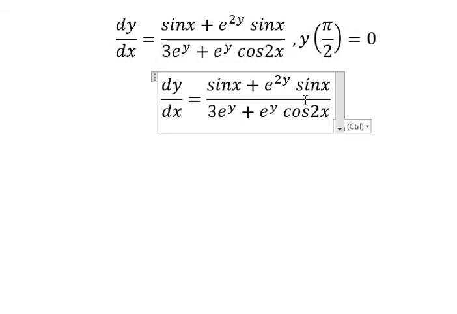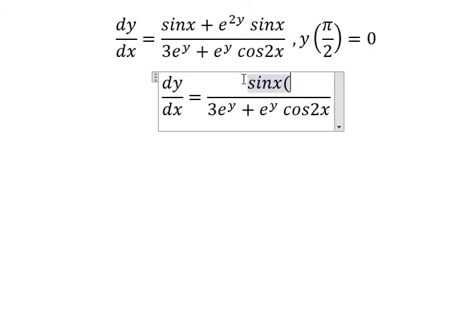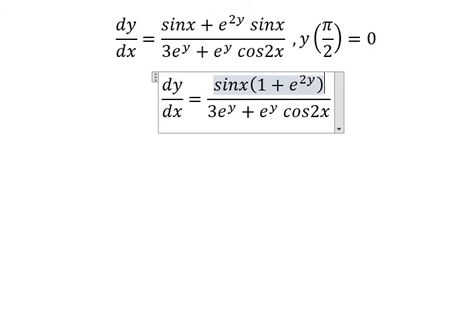We have sin x and sin x. We can do factorization, and we will have 1 plus e to the power of 2y. e to the power of y, e to the power of y, we can do another factorization.